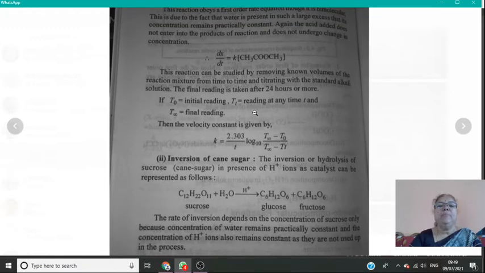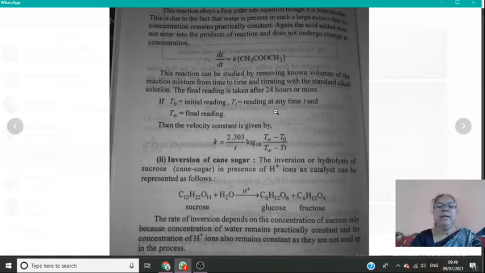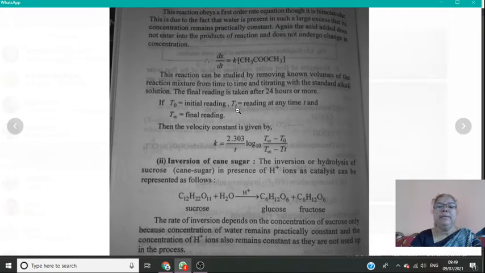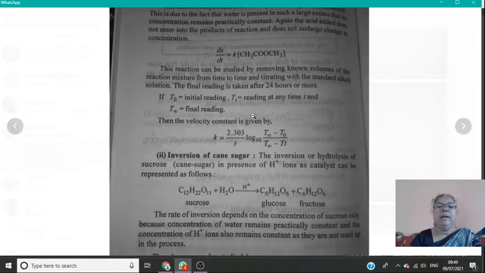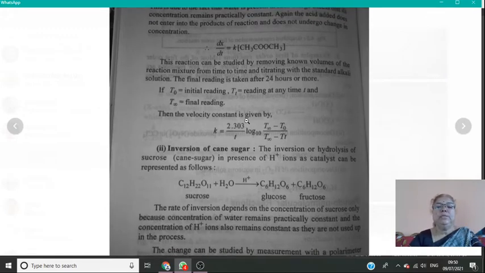And after 10 minutes, the second reading is taken. Then at intervals of 10 minutes, the readings T10, T20, T30, T40, T50 are taken, and these readings are denoted as Tt readings, that means reading at any time t. And T infinity is provided by us. For HCl solution, the T infinity reading is 48.7.